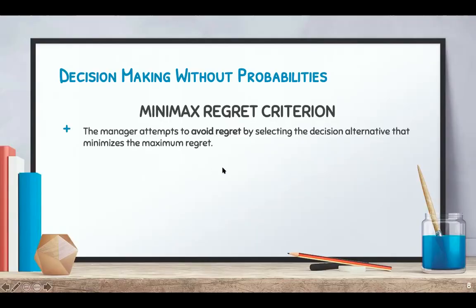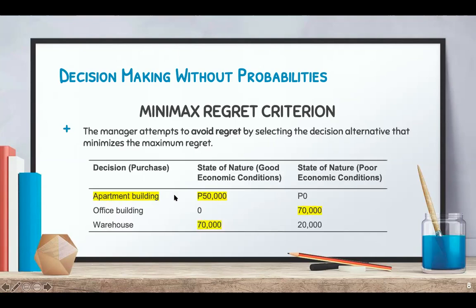So in our minimax regret criterion, the manager attempts to avoid regret by selecting the decision alternative that minimizes the maximum regret. So, we will minimize the maximum regret. For example, for the apartment building, in good economic conditions, 50,000. In poor economic conditions, 0. So, the maximum regret for the apartment building is 50,000. For the office building, 0 and 70,000. So, the maximum regret is 70,000. For the warehouse, the maximum regret is 70,000 versus 20,000. The maximum regret is 70,000.